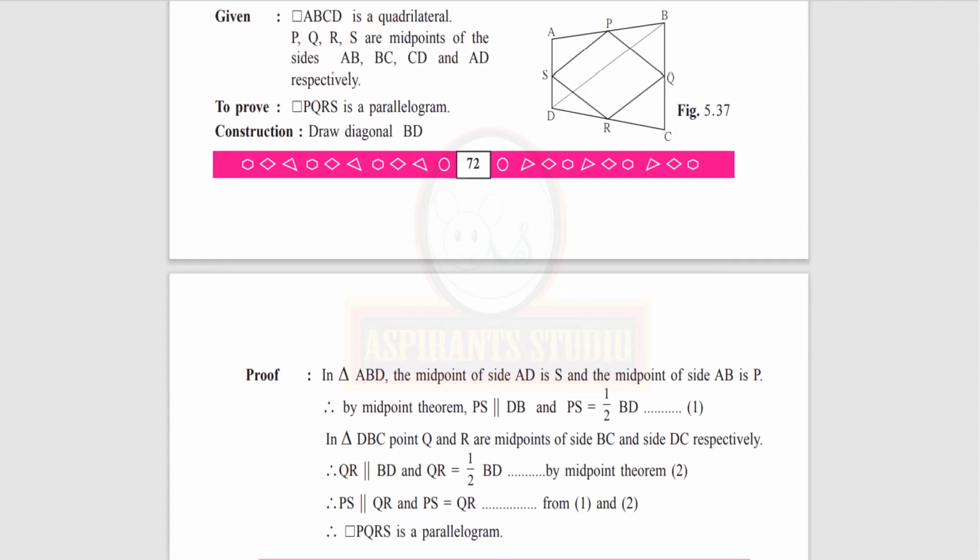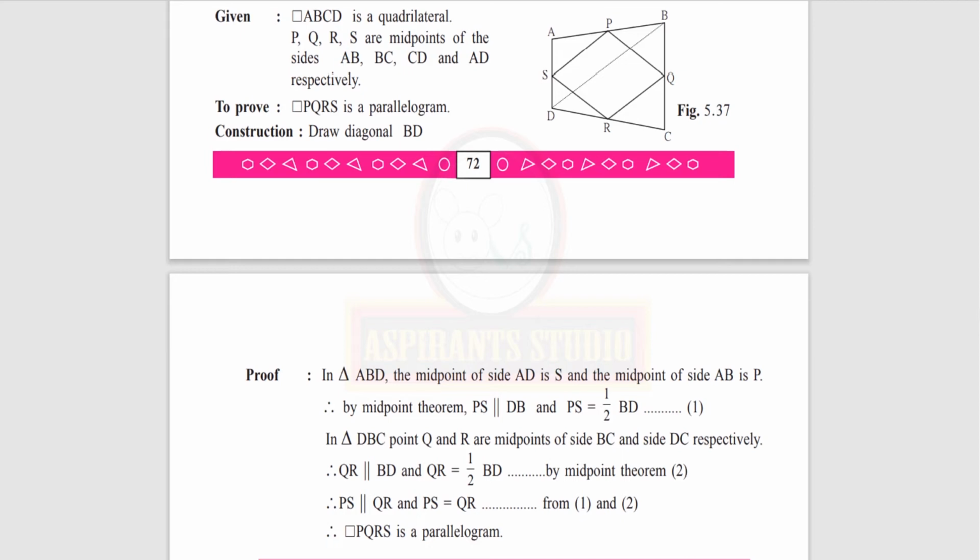In triangle ABD, S is the midpoint of side AD and P is the midpoint of side AB. Therefore, by the midpoint theorem, PS is parallel to the third side, which is DB, and PS is equal to half of the third side, which is BD. So you get PS is parallel to DB and PS is equal to half of BD. Take this to be equation number 1.